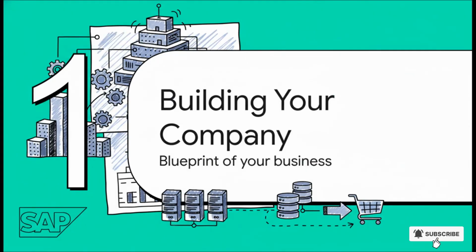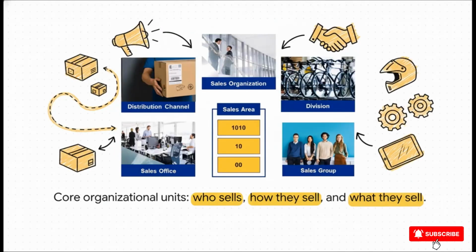All right, section 1. First things first, right? Before you can sell a single thing, you need a company. You need a digital skeleton for your business. So the big question is, how do we actually build that architectural blueprint inside SAP? We do it with these. These are the organizational building blocks. But let's focus on the big 3 here, because they answer the most important questions.